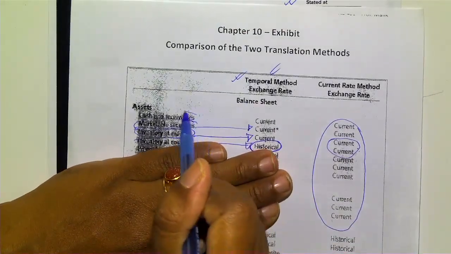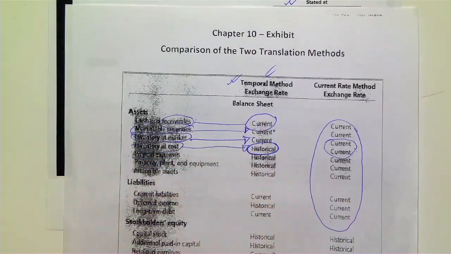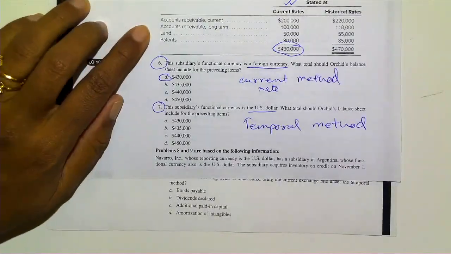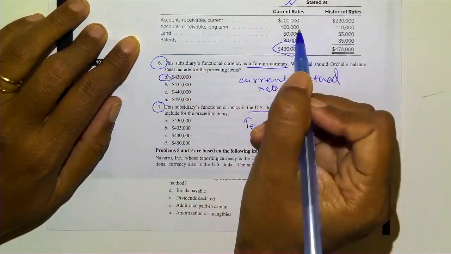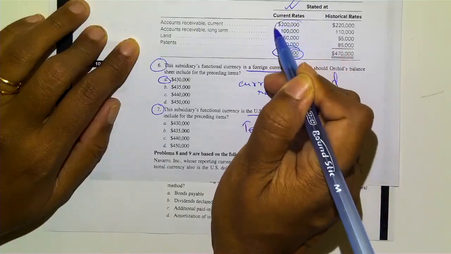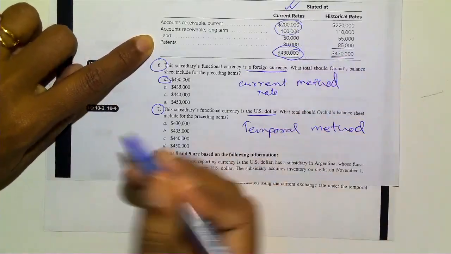This is receivables. You see the first one, cash and receivables. We will be using the current rate. And they have two types of receivables. It does not matter for temporal, current or long term. All receivables will be converted using the current rate. You add that as 300,000.